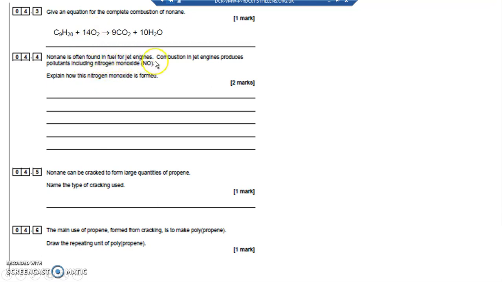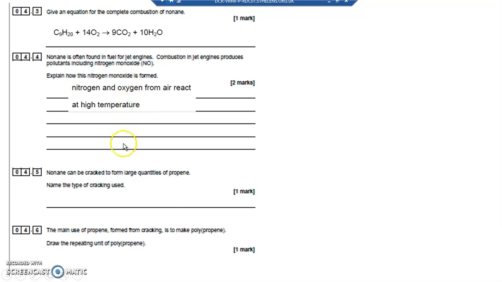Nonane is often found in fuel for jet engines. Combustion in jet engines produces pollutants such as nitrogen monoxide. Explain how nitrogen monoxide is formed. Well, the nitrogen in the air reacts with the oxygen in the air, so nitrogen and oxygen react together, and the reason that happens is because there are very high temperatures in a jet engine.